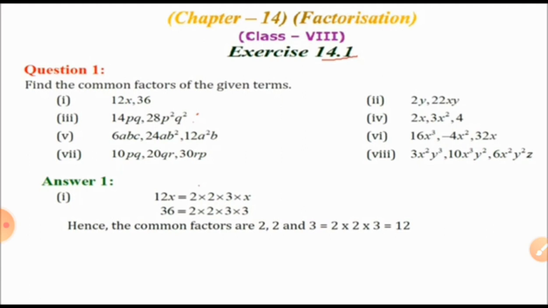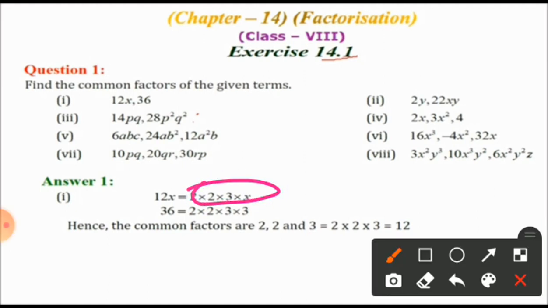About this one you already know. So this question has only monomials. Two monomials are given, or sometimes three. We have to write down their factorizations and then find the common ones. So 12x's factors are 2 into 2 into 3 into x. Yes, 2 into 2 into 3 into x. Regarding 36, it is 2 into 2 into 3 into 3.